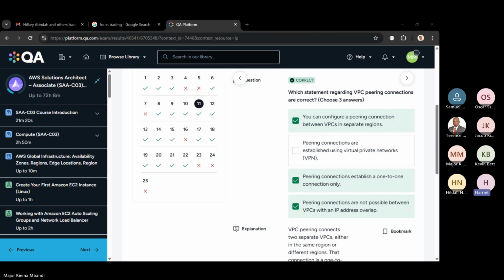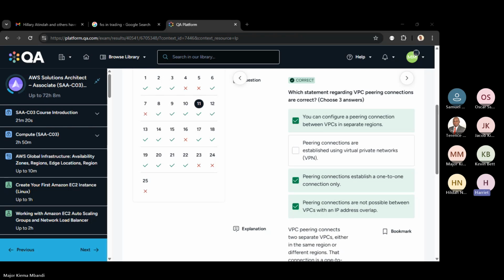Okay. Which statements regarding VPC peering connections are correct? One, you can configure peering connections between VPCs in separate regions. The second one, peering connections establish a one-to-one connection only. Three, peering connections are not possible between VPCs with IP address overlap.